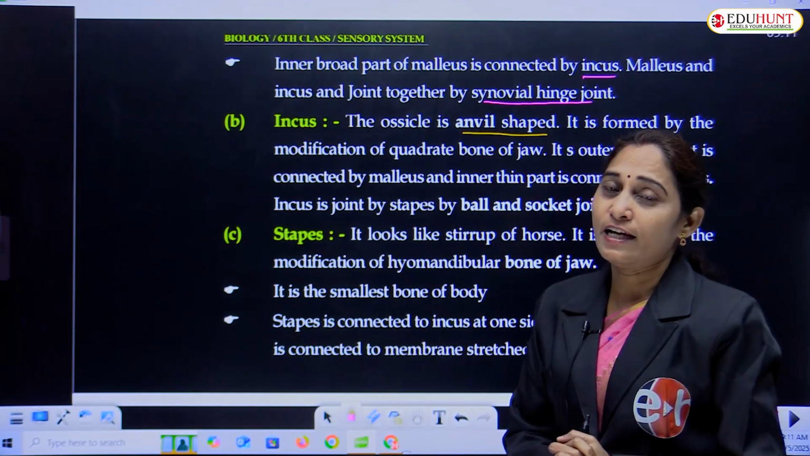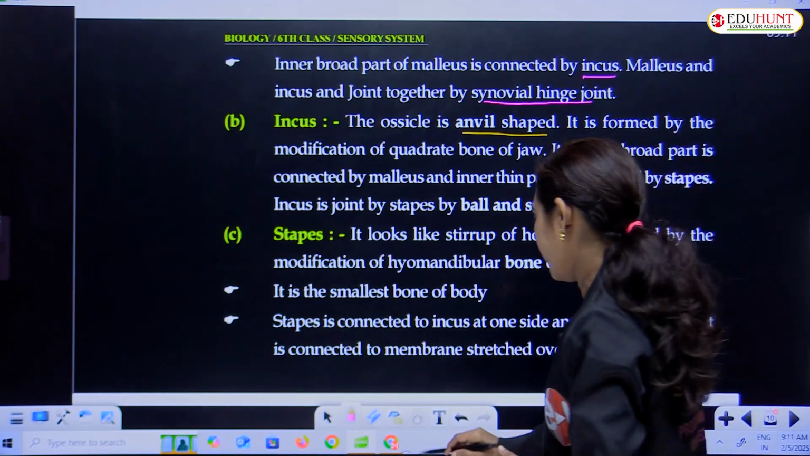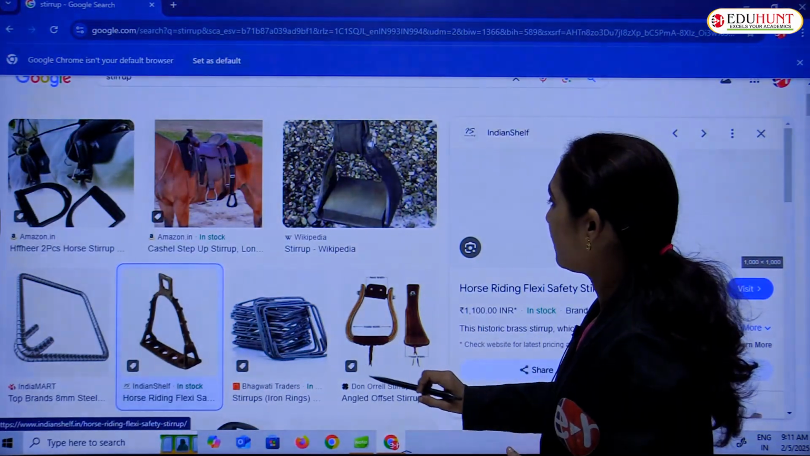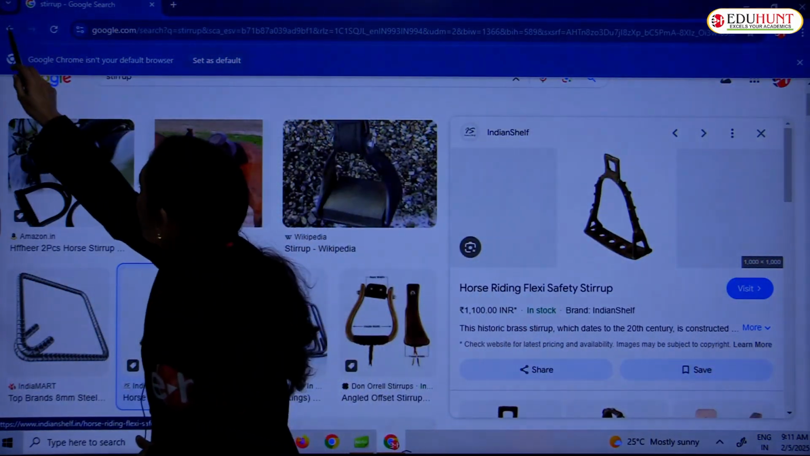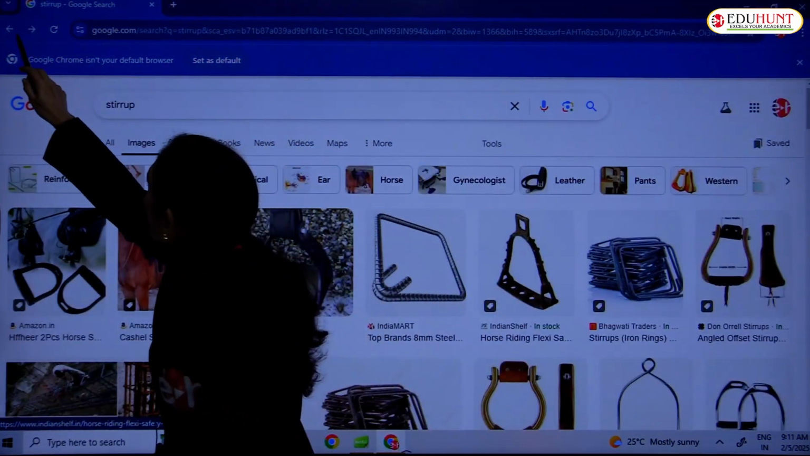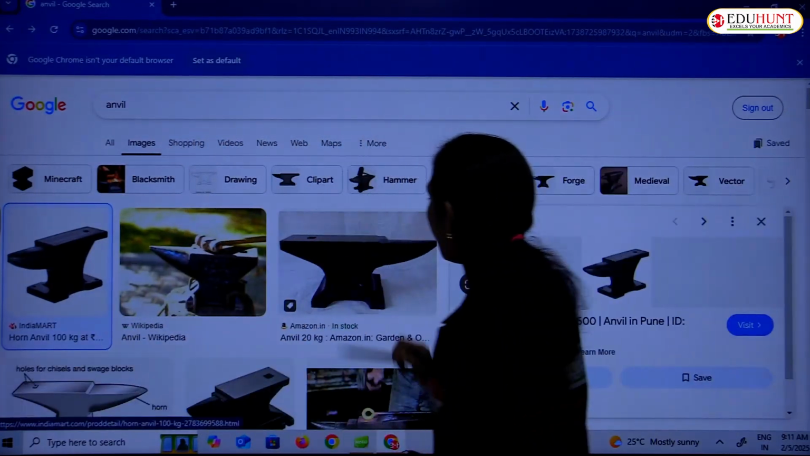The ossicle is anvil shaped. Just now I have shown you the anvil. Yeah, this is the anvil.